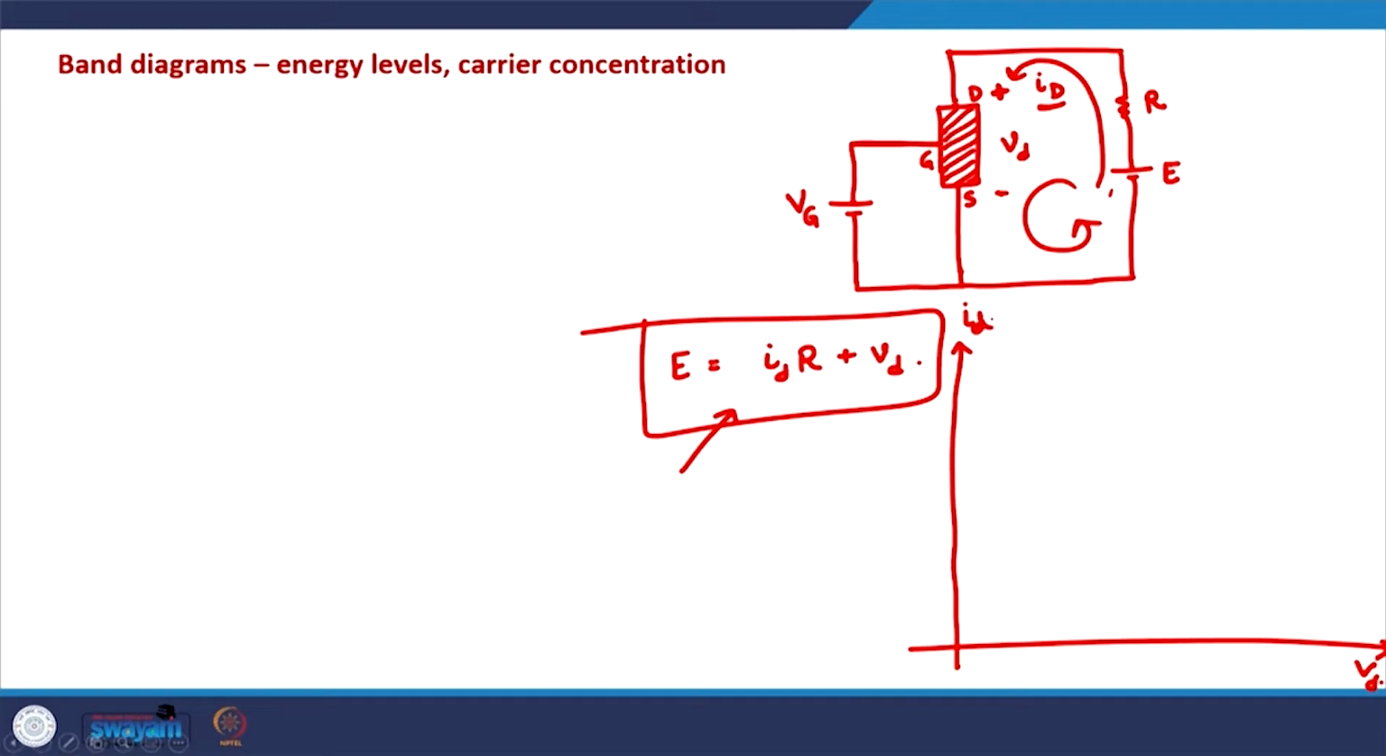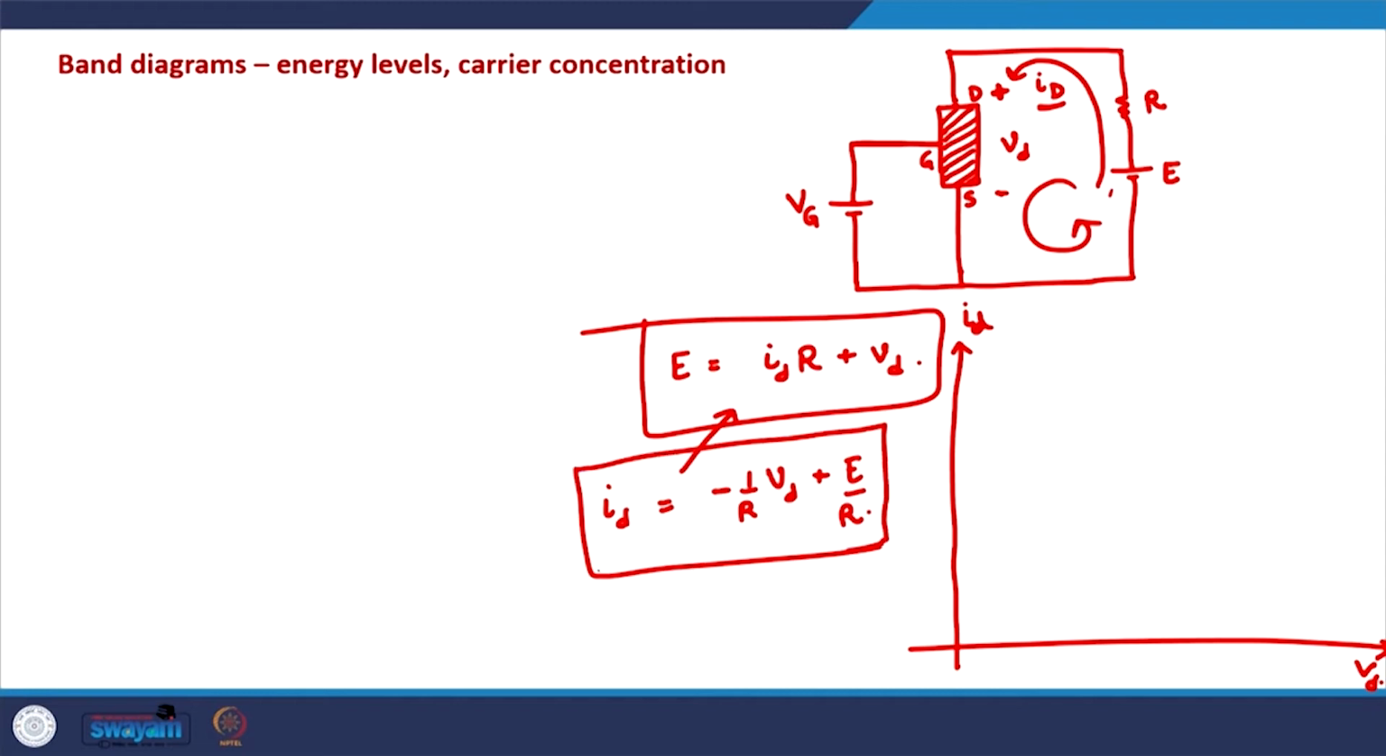So, if we plot ID versus VD, if we plot the basic KVL equation, this is a line between ID and VD, and this can be written as ID is equal to minus 1 by R times VD plus E by R. If we plot this relationship on the ID-VD axis, this is a line and the slope of the line is minus 1 by R, and the intersection on the y axis is E by R. So this will be a line with negative slope, where tan theta is minus 1 by R, but this is not important for us.